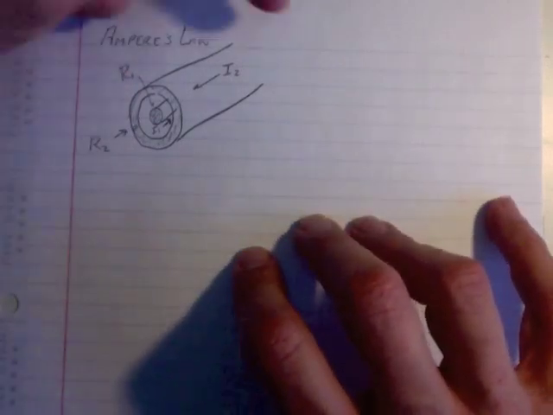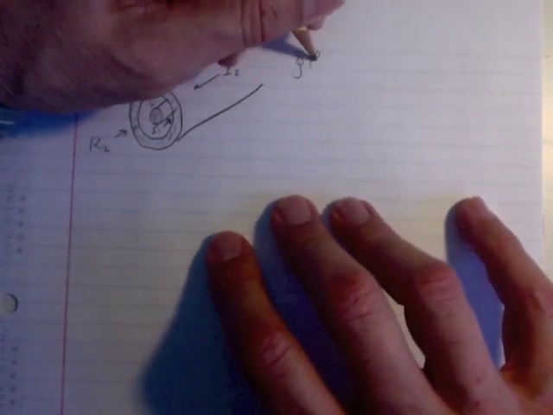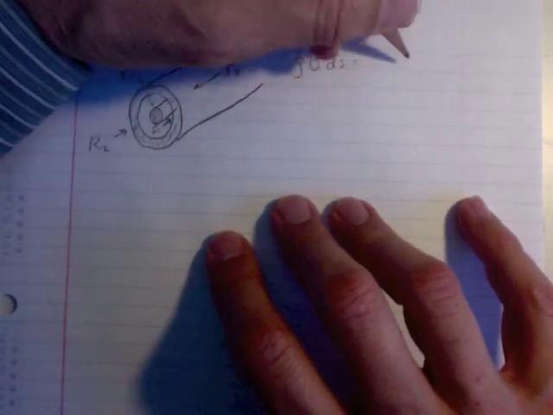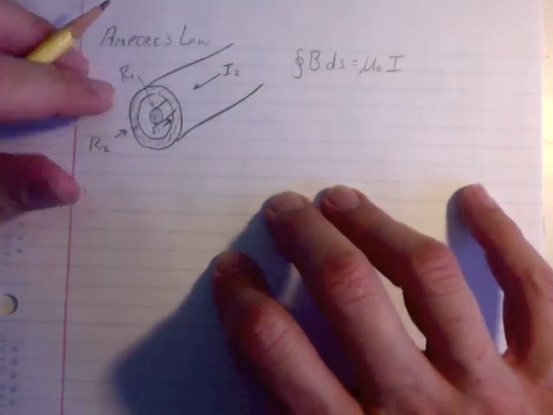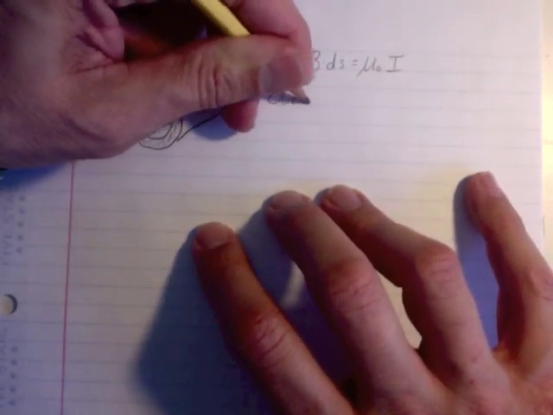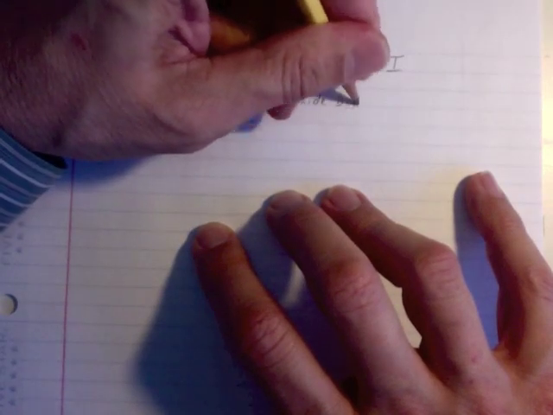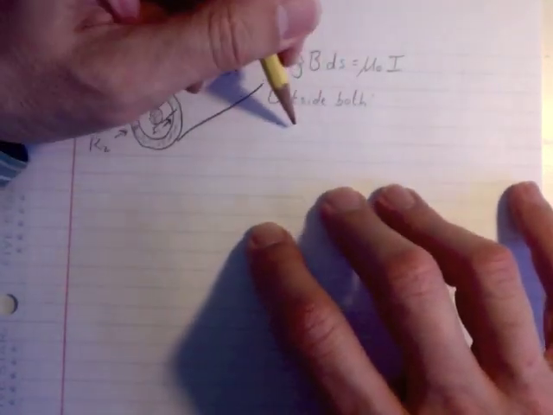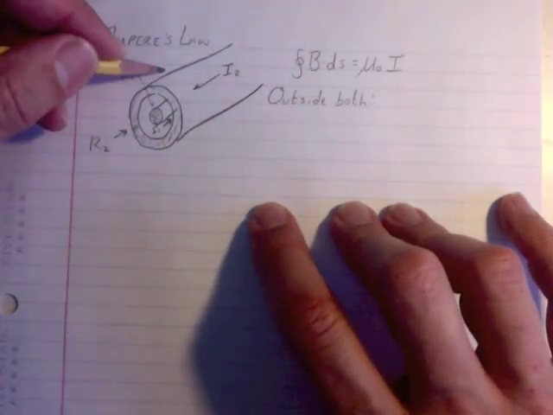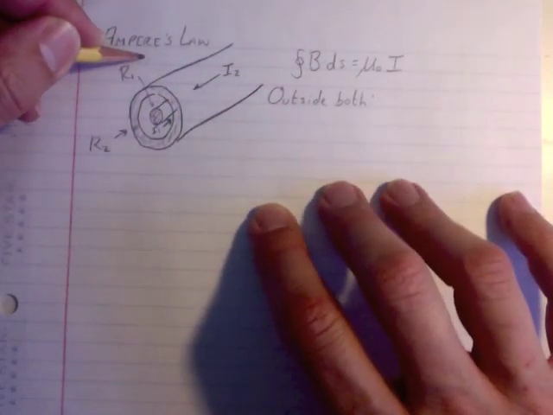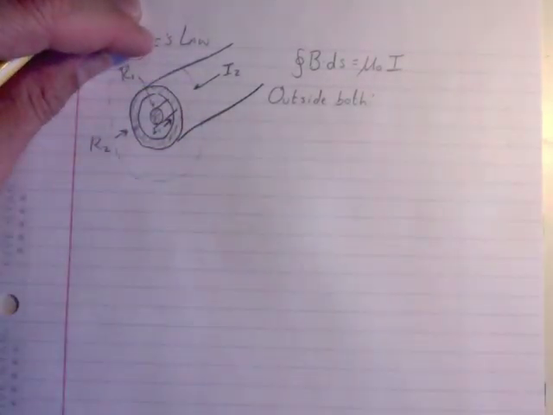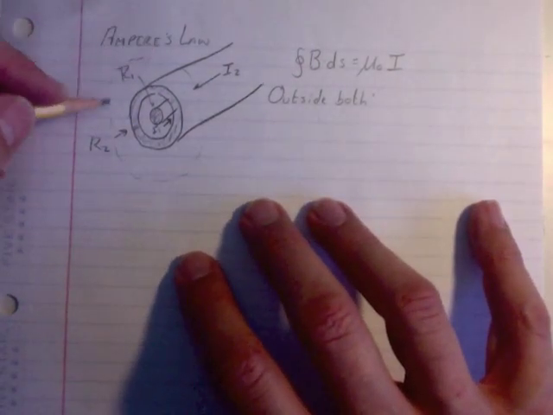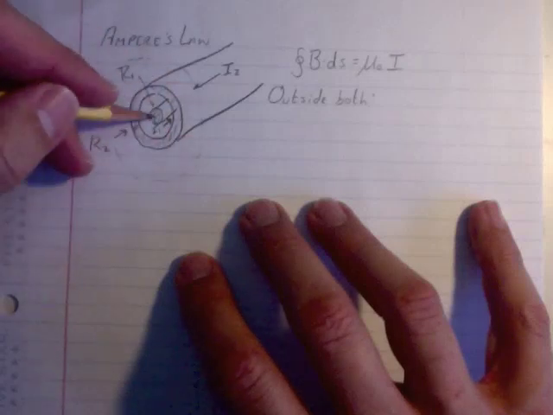There's more we can do. So let's write Ampere's law. Integral of B dot ds equals mu 0 times I. So first of all, outside both. Integral of B dot ds, I'm going to draw my Amperian loop. Oh, I like that term. Amperian loop around there. And I'm going to draw it so it's outside there and it's uniformly centered on there.